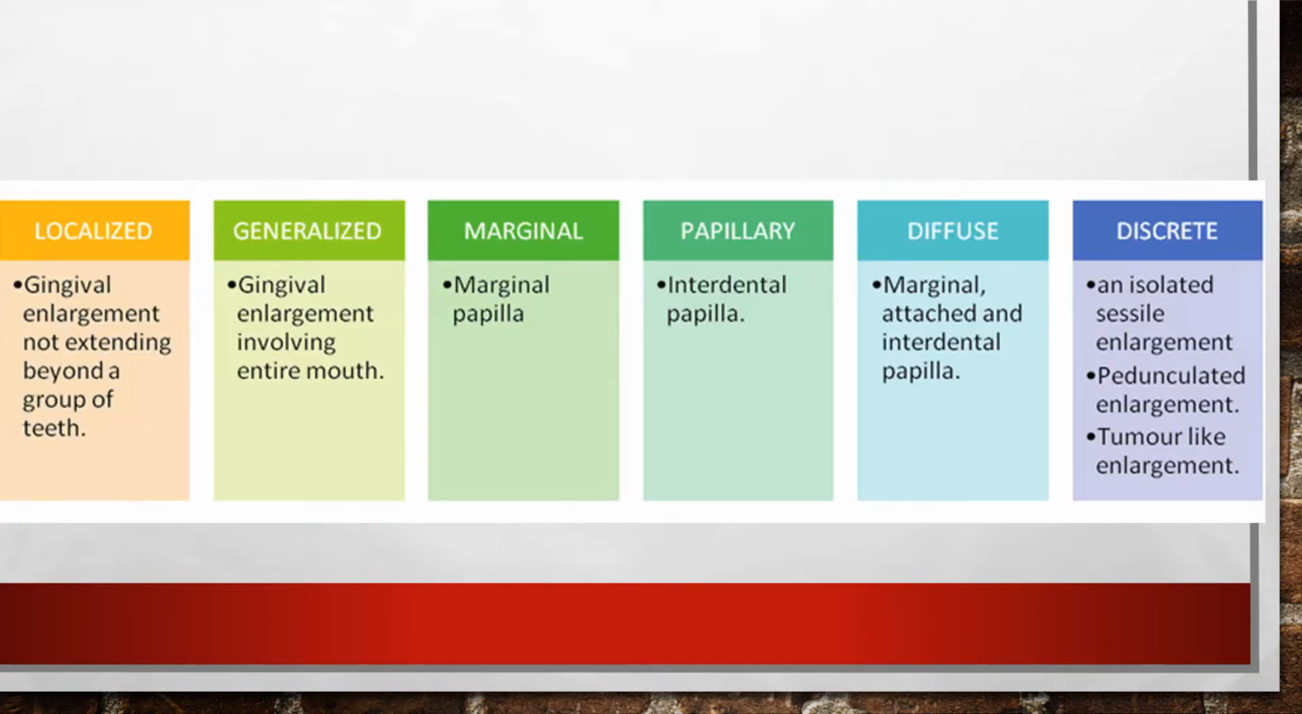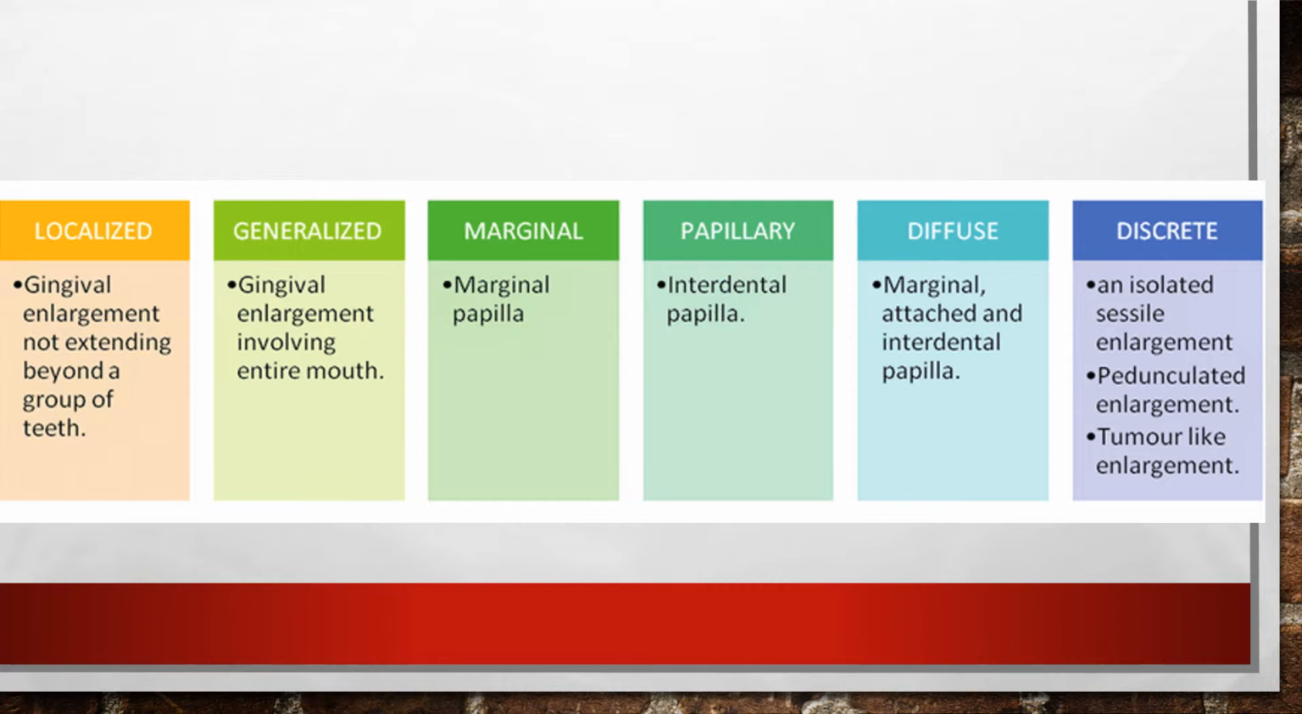It has been classified according to the location and distribution. That is divided as localized, generalized, marginal, papillary, diffuse and discrete. So what is localized? As the name indicates, it is confined to a single tooth or a group of teeth. Whereas generalized involves the gingiva throughout the mouth. Marginal is confined only to the marginal gingiva. And what is papillary? That is involving only the interdental papilla.